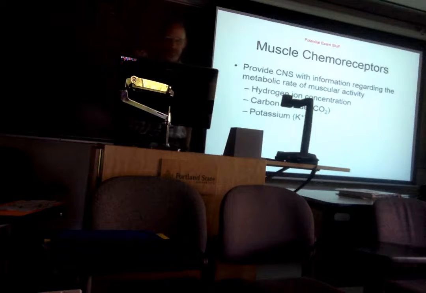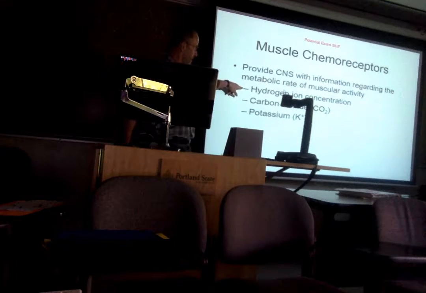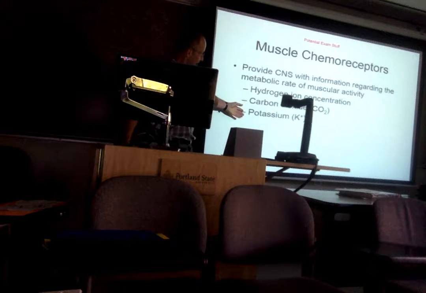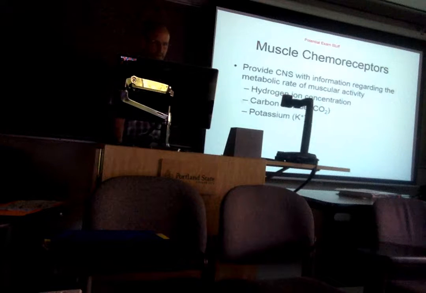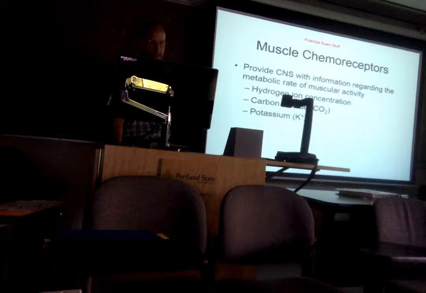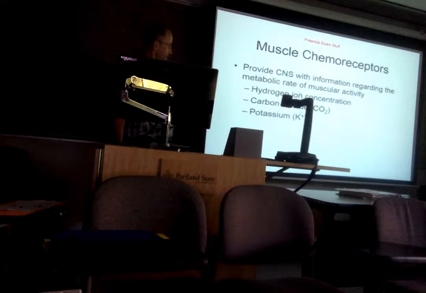So it gives the central nervous system something to do about what our hydrogen ion is going up. Yes, he's exercising. Carbon dioxide. Yes, he's exercising. Potassium might not be readily clear to you guys, but your muscles leak potassium. I mean, that concentration goes up with exercise. So you've got muscle chemoreceptors that sense this stuff.